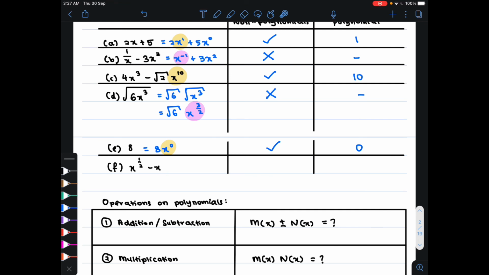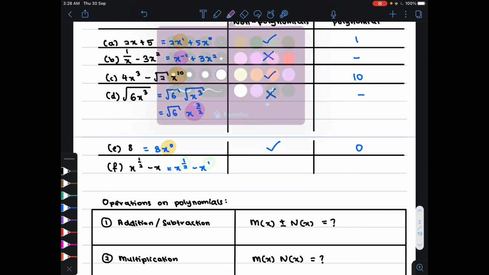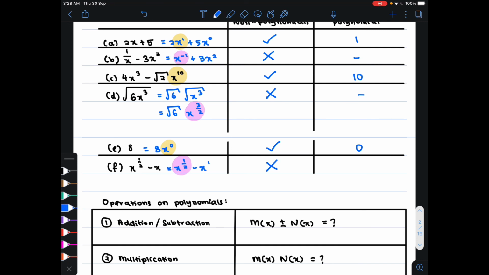Now what about F? Here we have x to the power of half minus x, which is x to the power of half minus x to the power of 1. Therefore, the power of x are 1 over 2 and 1. And since we have x to the power of half, where the power is a fraction, therefore, this is a non-polynomial. Hence, we don't have degree of polynomial.